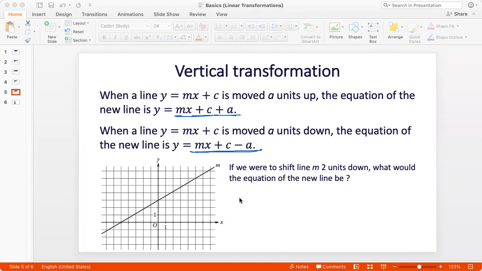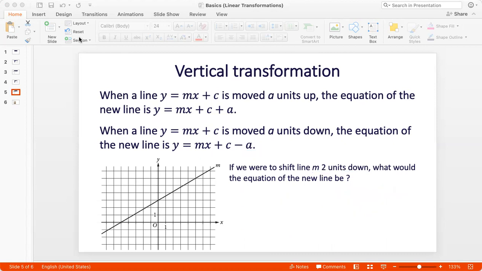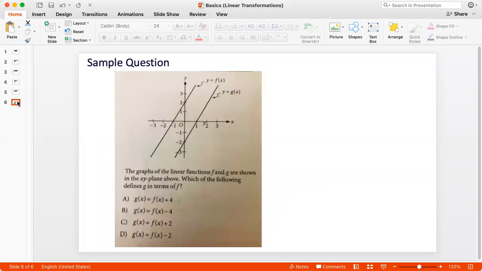So if I were to move line M, which is y = 3/5x + 3, 2 units down to get line Q, then the equation of line Q would be 3/5x + 1. I'll just subtract 2 from 3. So that's all, right? That's a pretty straightforward transformation. So let's try this sample question.